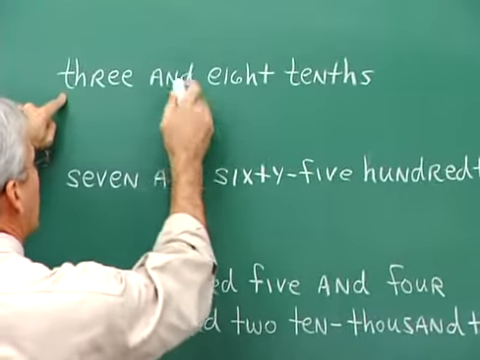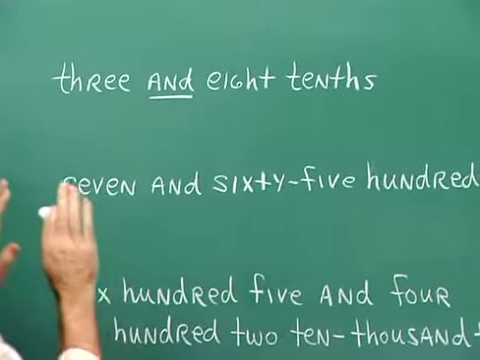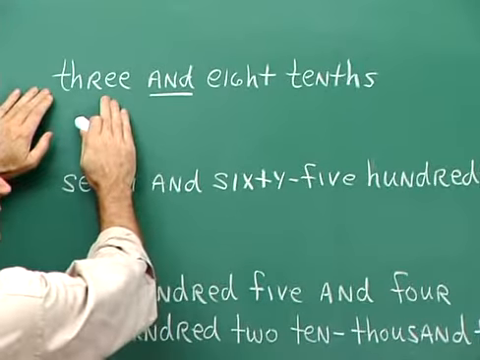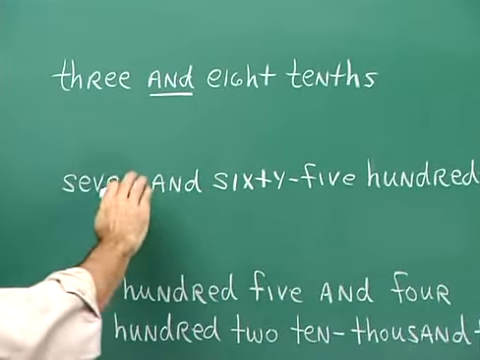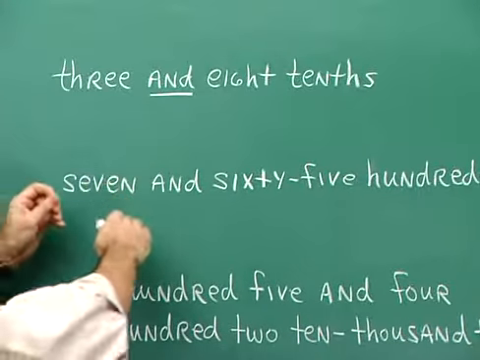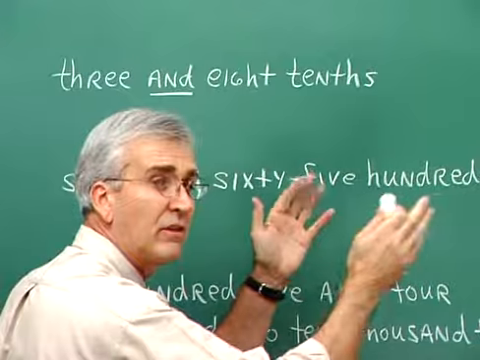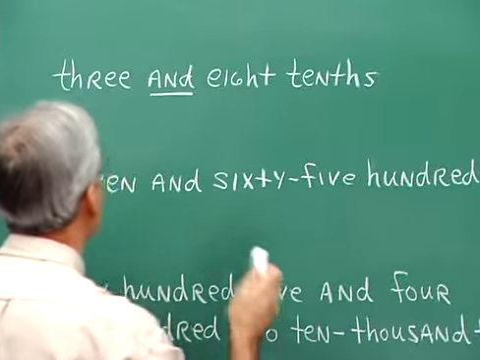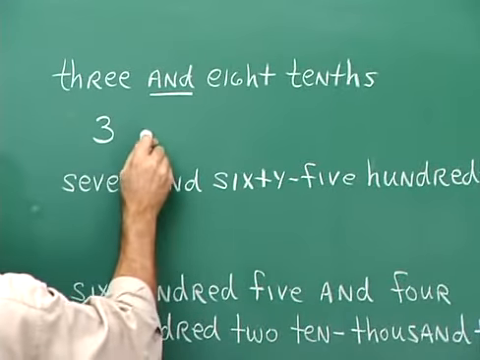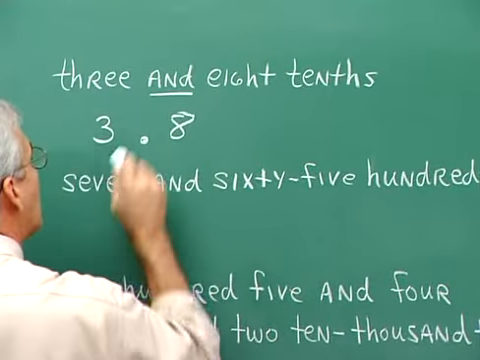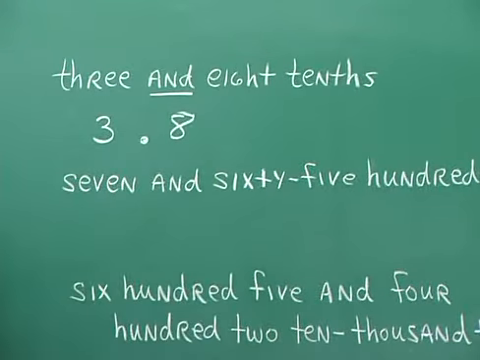3 and, well, the "and" is the position for our decimal point. So 3 is the whole numbered part, and the word description to the left of the word "and" would be the whole numbered part, you see. And the word description on the right of the "and" would be the fractional part, the part that appears to the right of the decimal point. So this is 3 and, you see, 8/10ths. 8 in the tenths position.